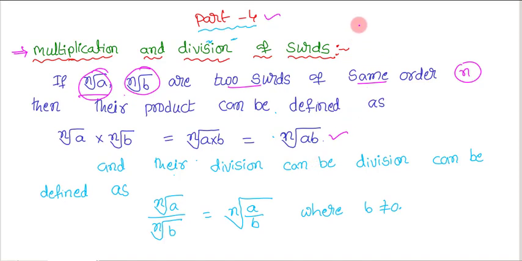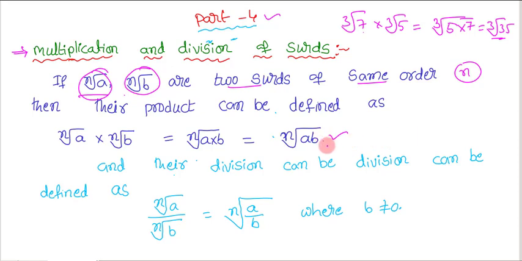That means if you take two surds of the same order, cubic root of 7 into cubic root of 5. Here, if you observe, the order of this surd is 3 and the order of this surd is also 3. So these two surds have the same order. Then we can multiply them like the product of their radicals. So you will get a cubic root of 35.